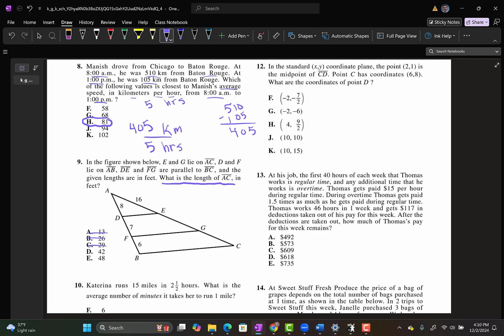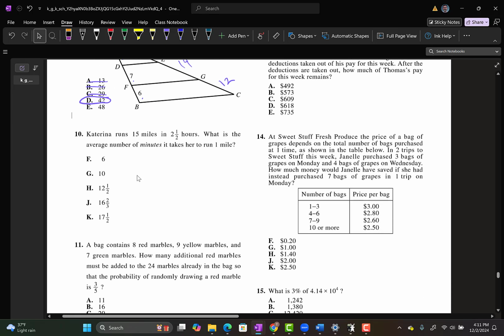But we quickly see a pattern here. We go from 8 to 16 on the other side. So if this side is 7, multiply that by 2, that's 14. This is 6, multiply that by 2, that's 12. Add those 3 together, you get 42. Again, geometry problems that have a diagram, 90% of the time, maybe 99% of the time, you can skip the whole problem, just go straight to the question, because a lot of this just summarizes what you can already see in the diagram. Number 10, Katerina runs 15 miles in 2.5 hours.